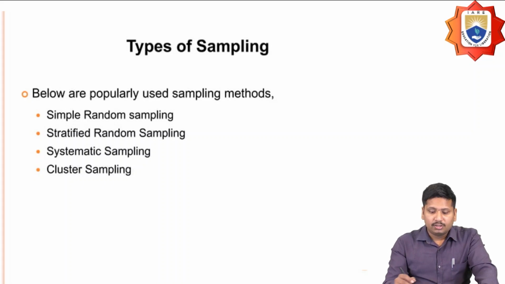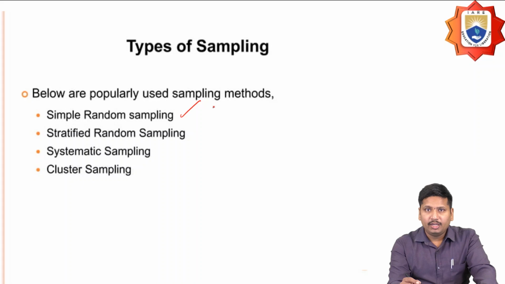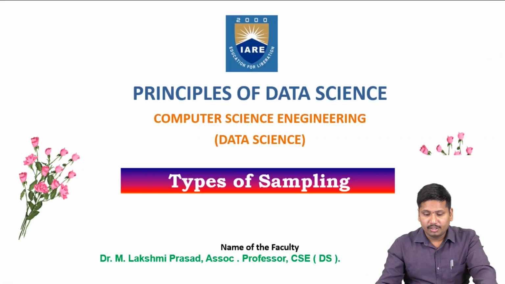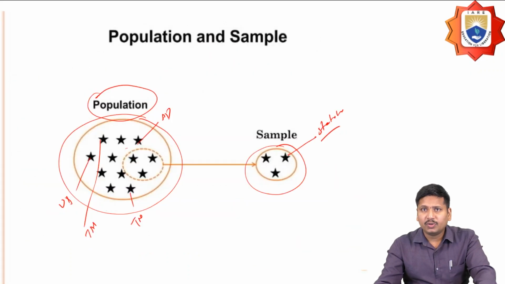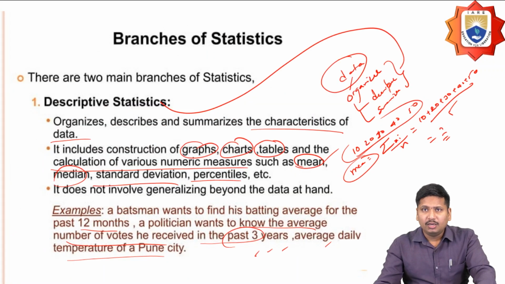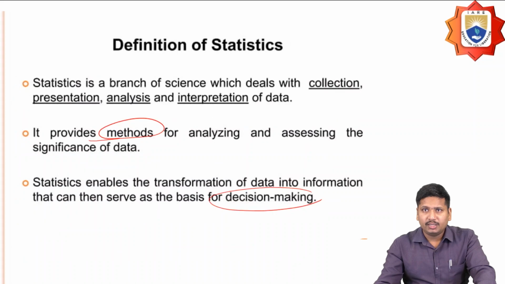Okay, so simple random sampling is the widely used one, and stratified is the second level of random sampling that we can perform, and systematic and cluster. So these are the additional two samplings that we can perform on the sampling methods. So like this, we are going to have some basics about statistics.